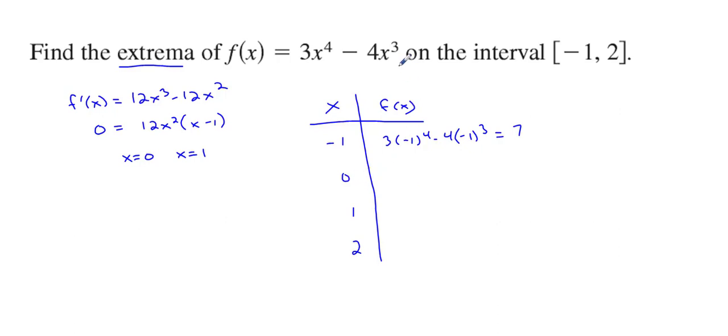Evaluate the function at 0. That one's easy. Evaluate the function at 1. 3 times 1 to the 4th minus 4 times 1 cubed. That'd be 3 minus 4, -1. Then evaluate at 2. Well, if I factor out 2 cubed, that's factoring out an 8. So then I have 6 minus 4, which is 2, times 8, 16.